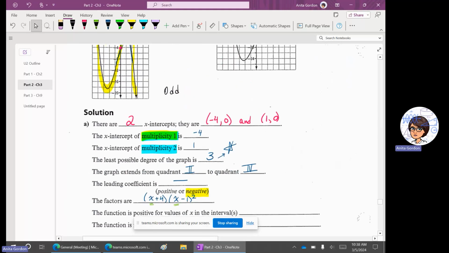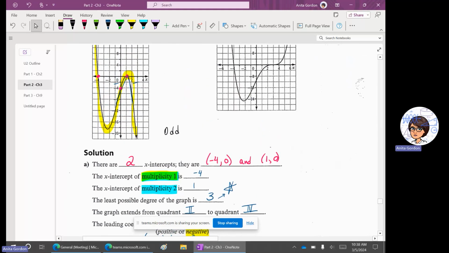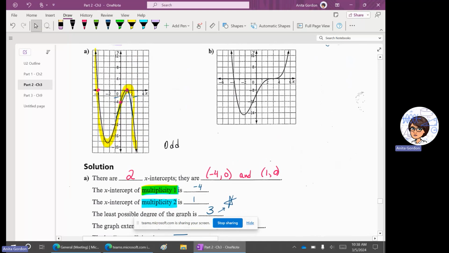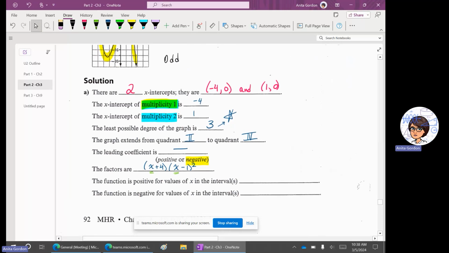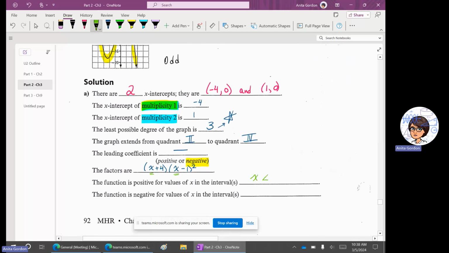Now, where is the function positive? For what values of x is the y values positive? And the only time it's positive is up here. So that means x from -4 to the left. So that means x has to be less than -4 in order for the y values to be positive. And for what is it negative? Well, it's got to be on the other side then. X will be greater than -4.